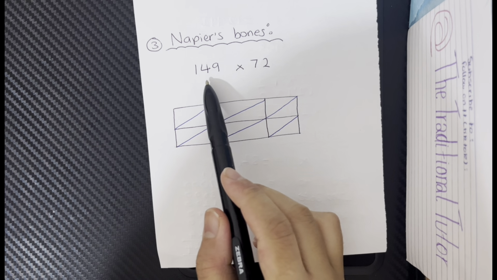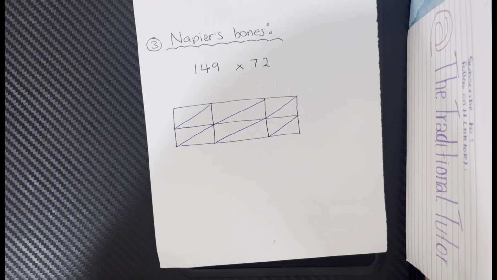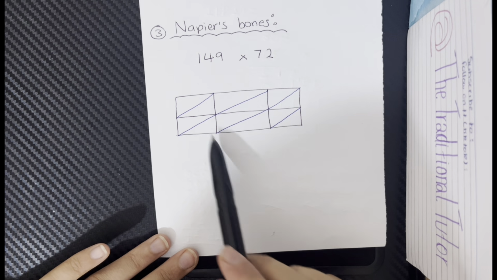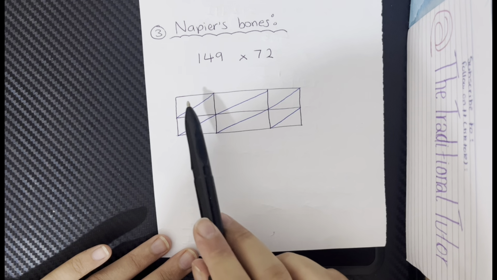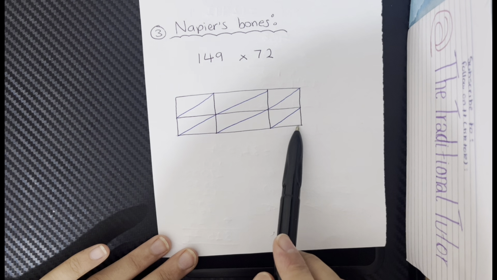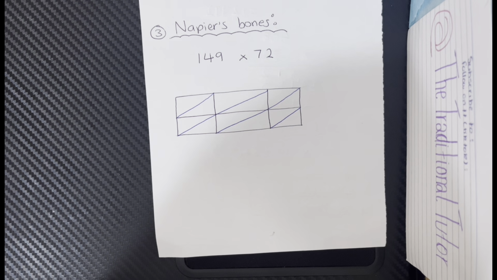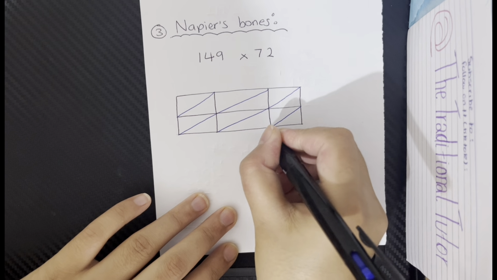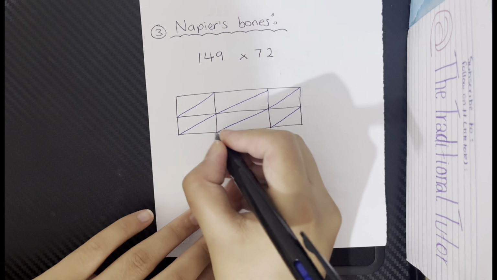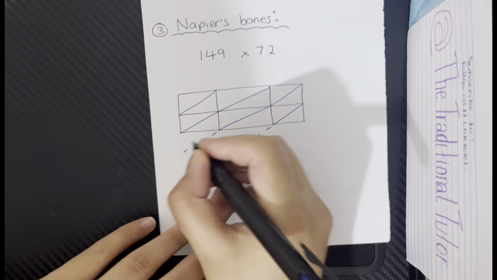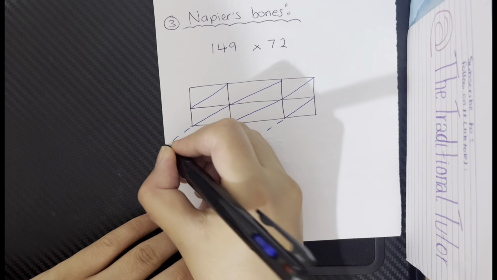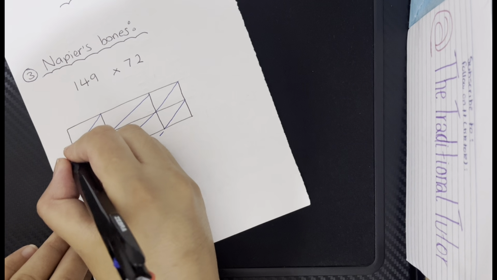Okay, so in this scenario, I've got 149 times by 72. Okay, and the way we'll sketch our box is quite similar to the grid method, in the sense that we've got a 3 by 2 grid, but we also need to remember to add our diagonal lines. That's what differentiates the Napier's bones method from the grid method. Okay, and I also need to remember to continue my diagonals with dotted lines, because that helps us to remember to add our final answers across each diagonal.